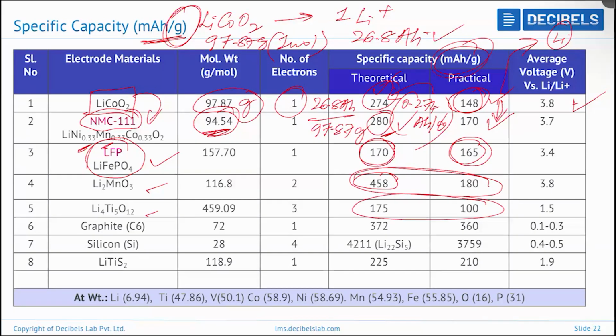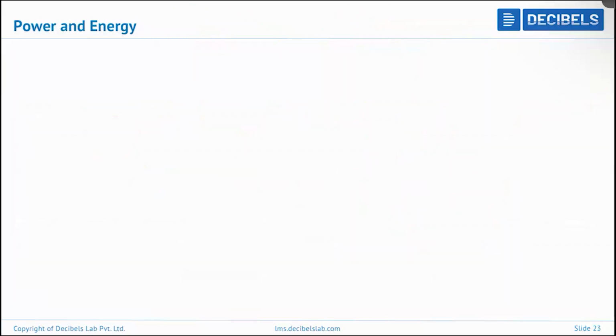LTO is 175 theoretical and practical is 100. And graphite, you see why graphite is largely used as anode in all the battery chemistries, because of its 372 milliampere hour theoretical capacity. The practical capacity is around 360, almost the same. That's why graphite is preferred. So overall, this specific capacity, milliampere hour per gram, represents how much lithium can be stored in both anode and cathode. That depends on the voltage. The more the capacity, the more the voltage difference.